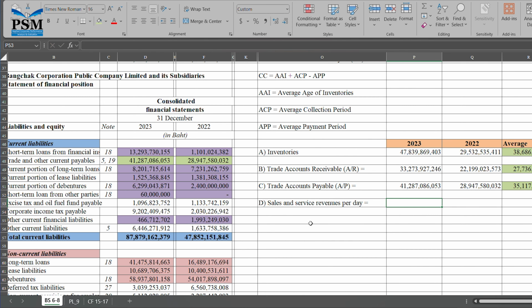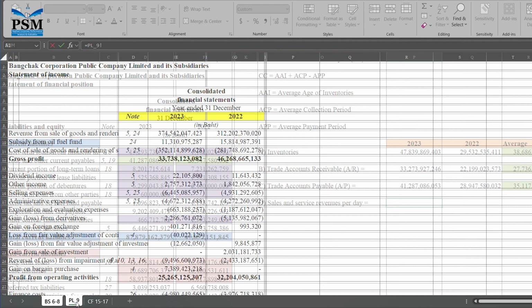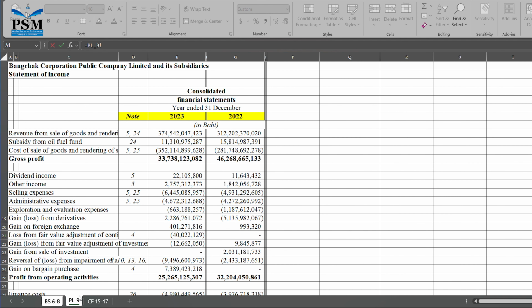Now, to calculate that, we take the total sales amount for the whole year from the income statement, and we divide by the number of days in 1 year. Then we can get the per day amount. You say equal. We open the income statement, which is the second sheet, PL9. We have the total amount of sales on the top line. This is the total sales amount, 374 billion.